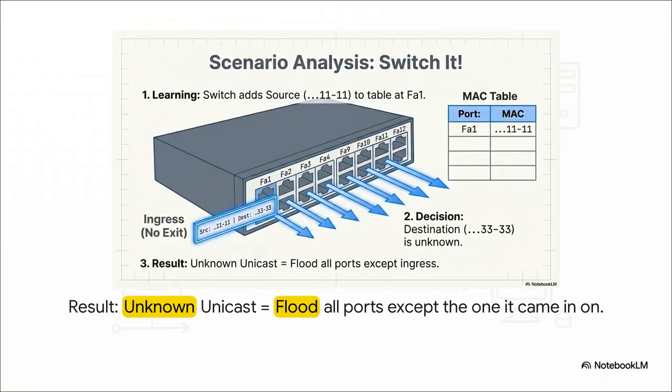A frame zips in on port FAW1. First up, learning. The switch sees the source MAC address and immediately adds an entry to its CAM table, mapping it to port FAW1. Next, the decision. It looks at the destination MAC address. And nope, it's not in the table.